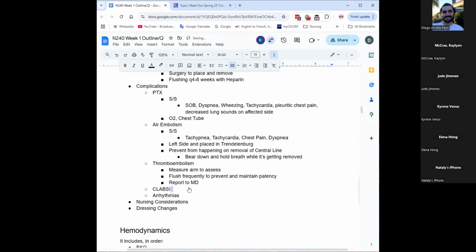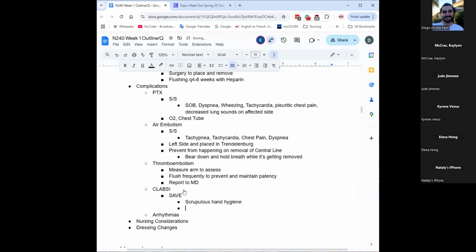All right, so now there's CLABSI. We're gonna talk about the save because who knows? It might literally come up. I love that acronym, it's so funny. Scrupulous hand hygiene. Definitely sterile procedure when you're changing that, so we're definitely gonna do aseptic technique. Vigorous friction to hubs. It was so ridiculous it stayed in my head. And intra-patency.